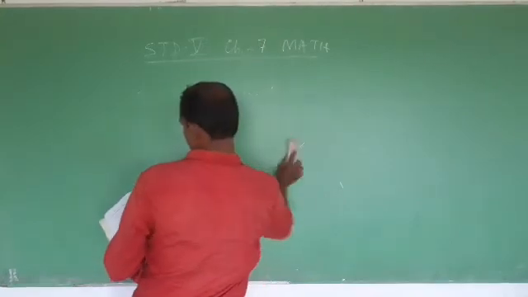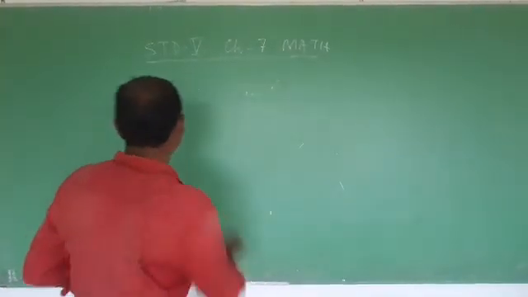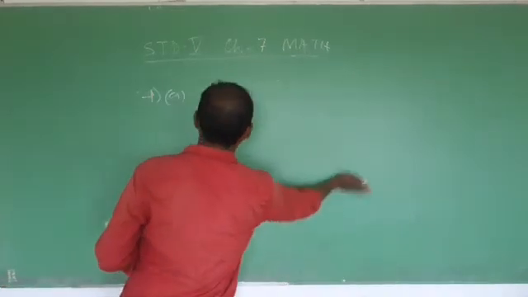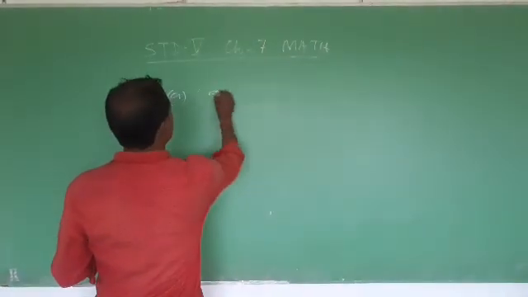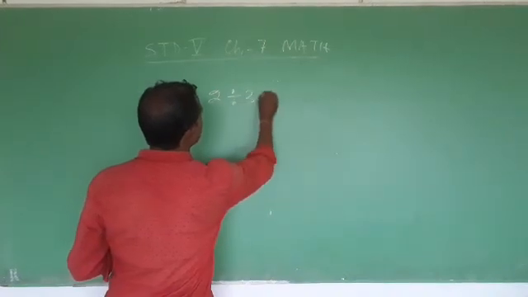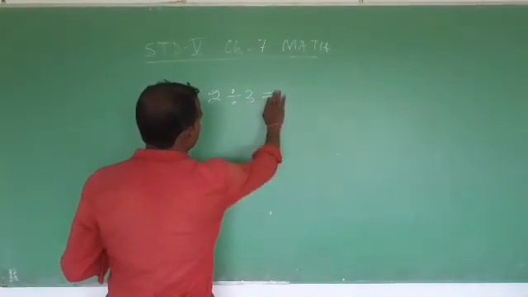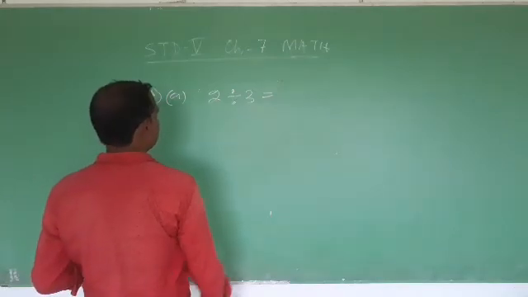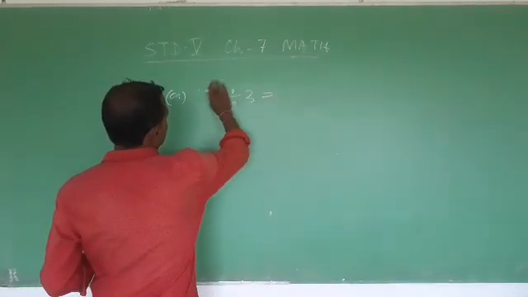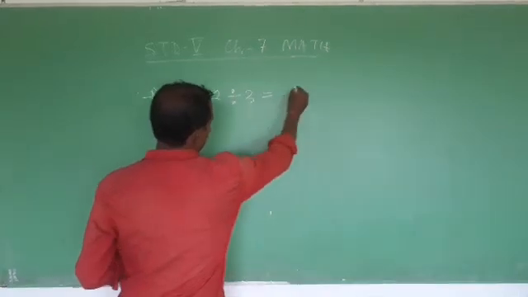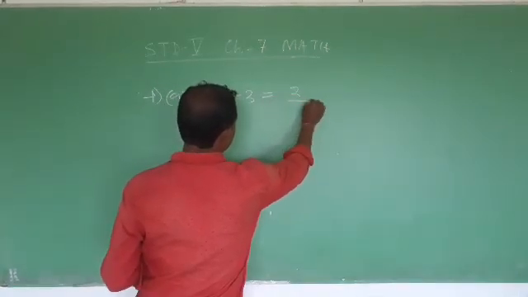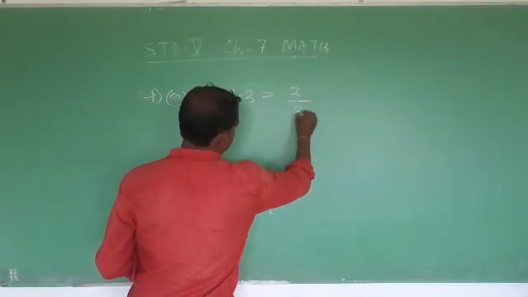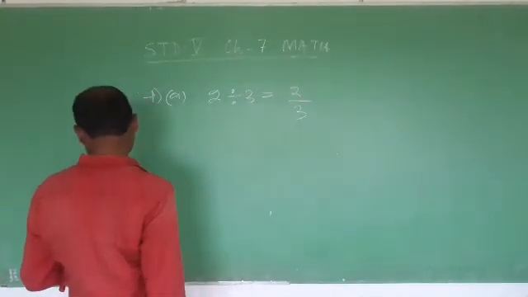So question number 4, bit A. The given question is 2 divided by 3. So you are going to divide 2 by 3. How will you write it in fraction? First you write 2 in the numerator position and 3 in the denominator position. So it is 2 by 3.